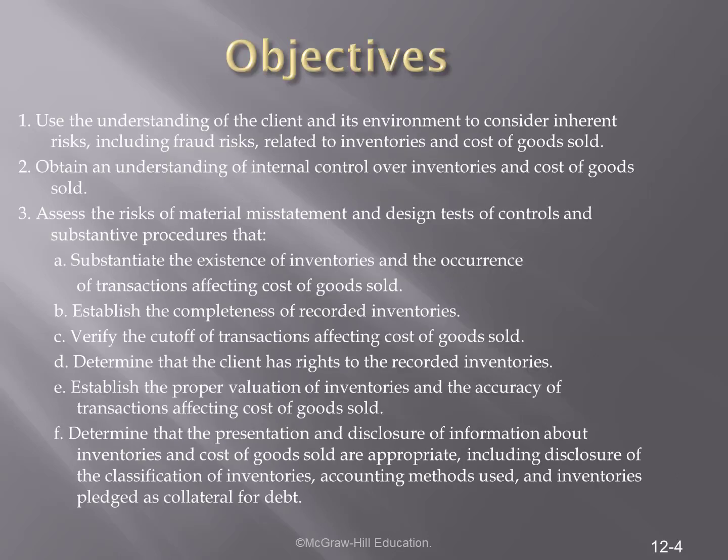So let's talk about some of the objectives related to our audit of inventory and cost of goods sold. Keep in mind that our objectives always relate to the management assertions. So one of the things we're going to do is to substantiate the existence of inventory, which means that we're going to do a physical inventory count. We're going to substantiate the occurrence of transactions related to our cost of goods sold, establish the completeness of the records of inventory, as well as the valuation of inventory.